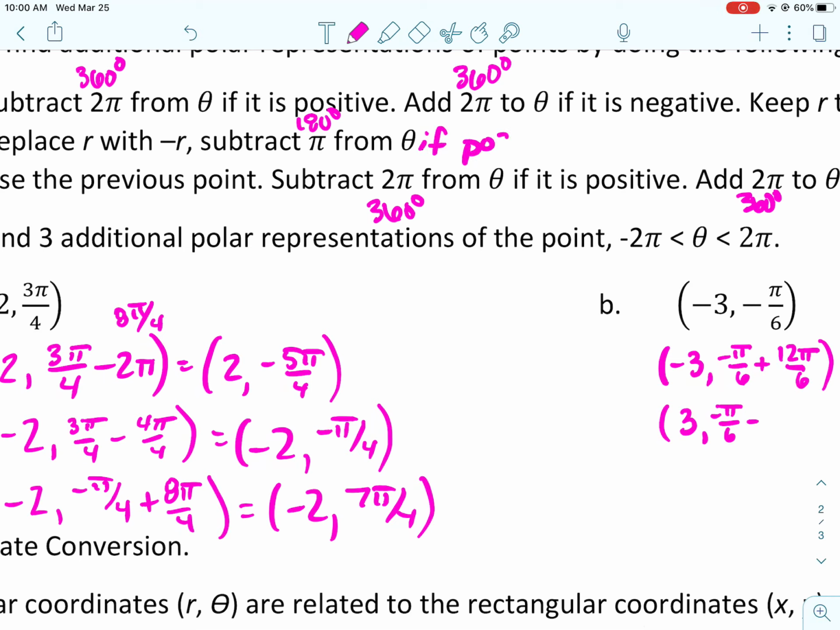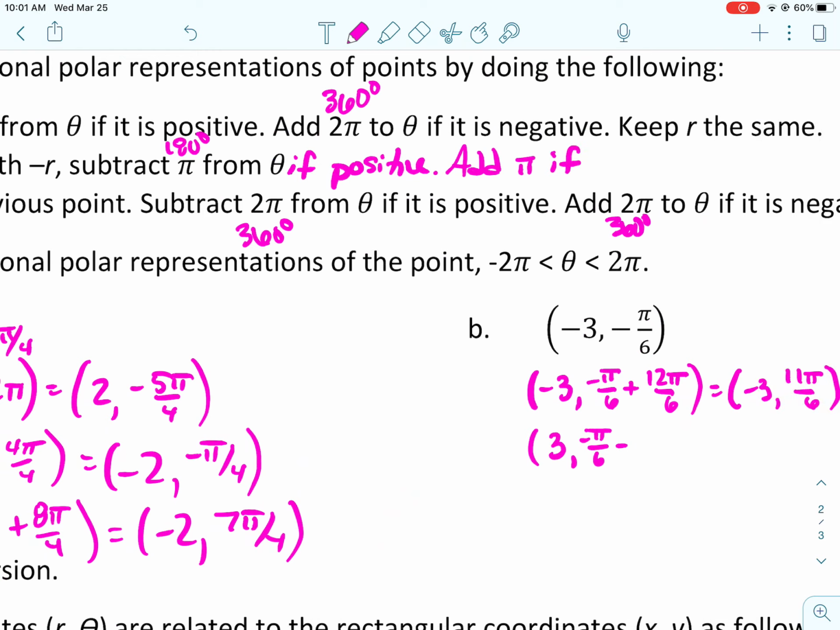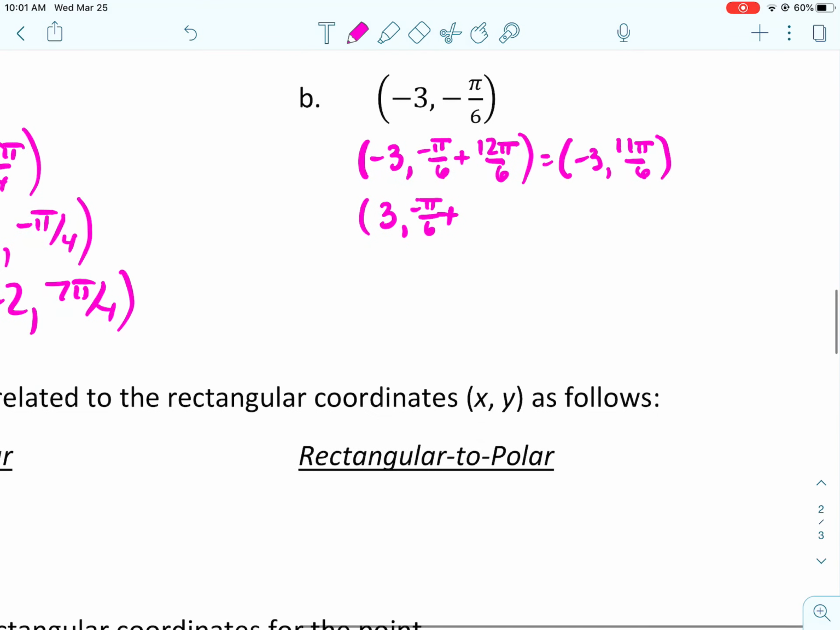Oh, let's add that. Sorry. There's something we need to add to this. So we're going to subtract pi from theta if positive. Add pi if negative. So we're going to add pi. 6, it's going to be 6 pi over 6.